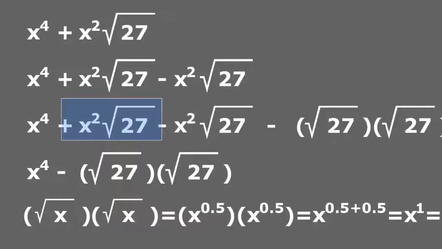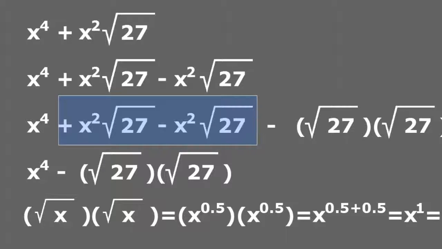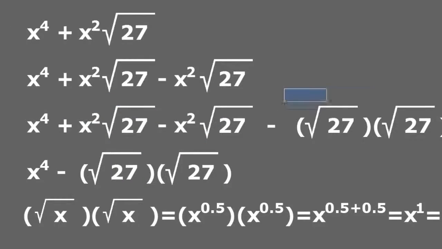One is positive x squared times the square root of 27, and the other one is minus x squared multiplied by the square root of 27. So this minus this one simply equals 0. Those two cancel each other out. They disappear from the expression. Okay? And now I have the square root of 27 multiplied by the square root of 27.